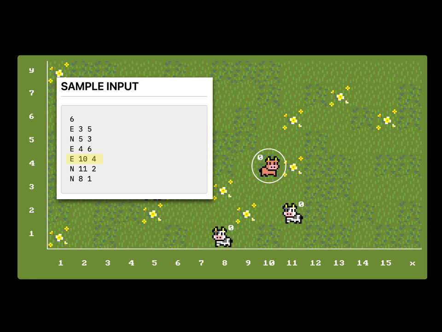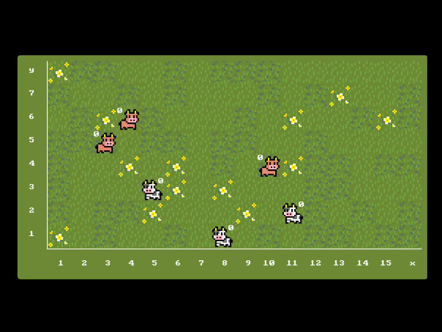The fourth cow is facing east at 10,4. The fifth cow is facing north at 11,2. And the sixth cow is facing north at 8,1. So let's start the simulation.